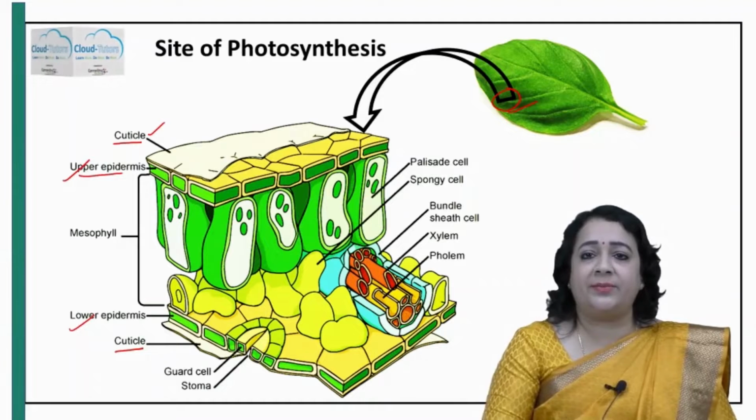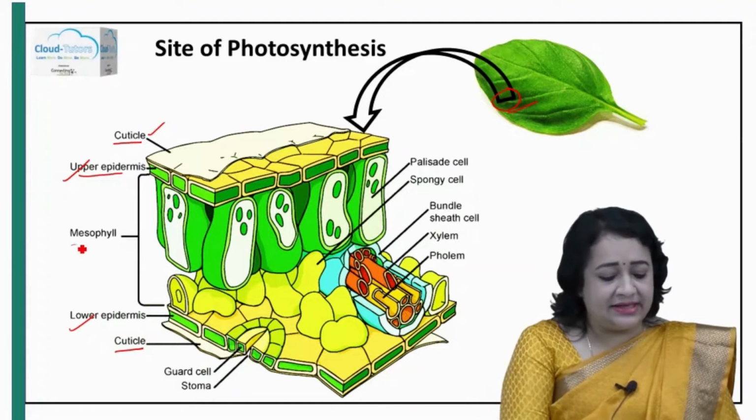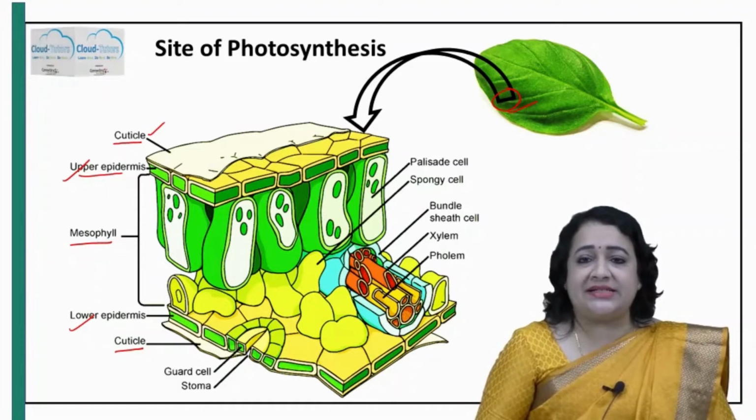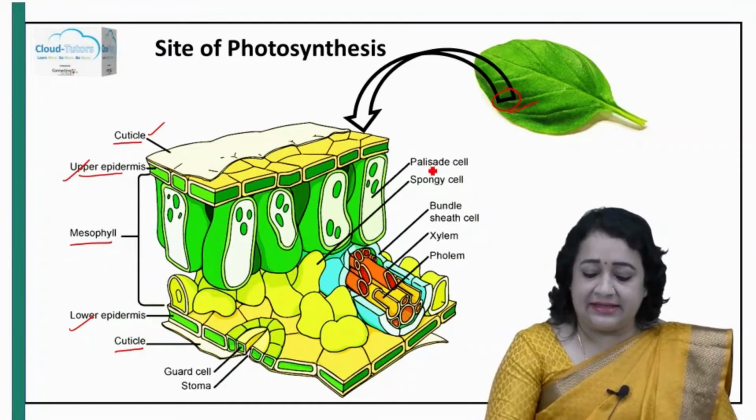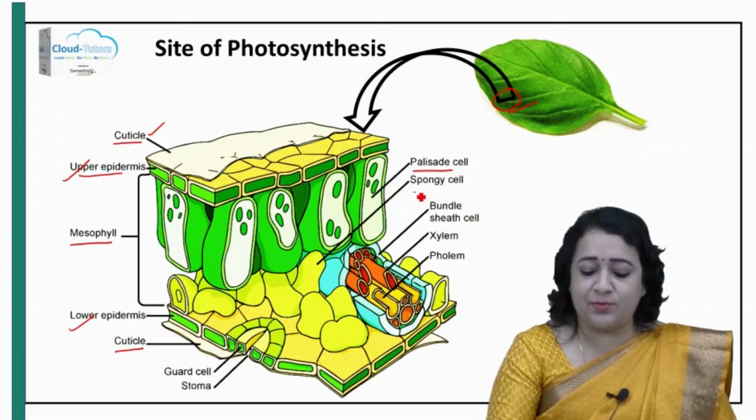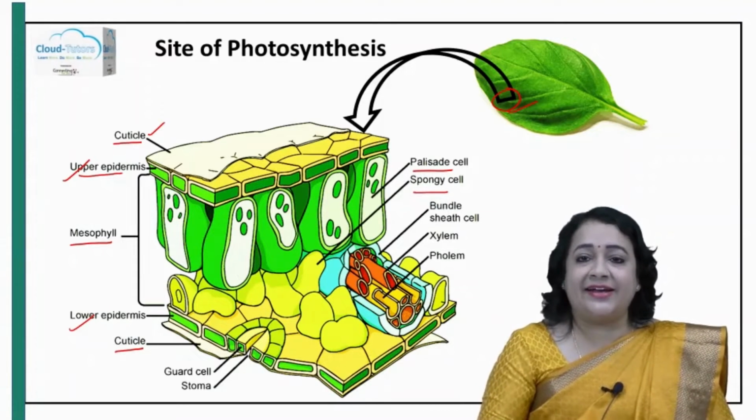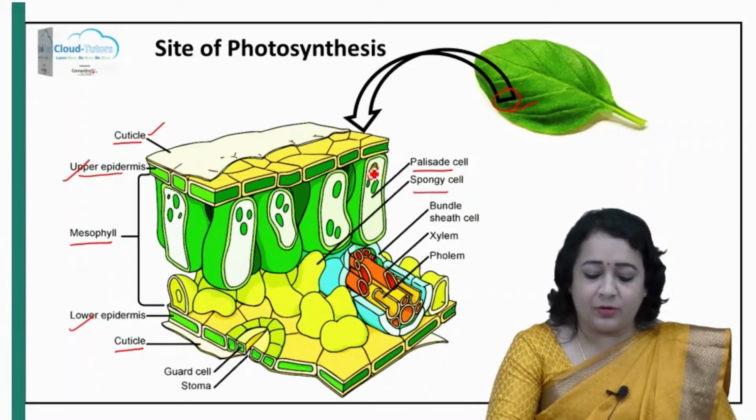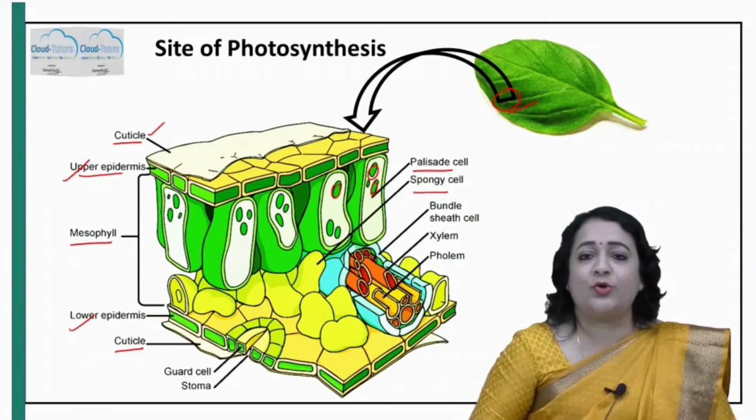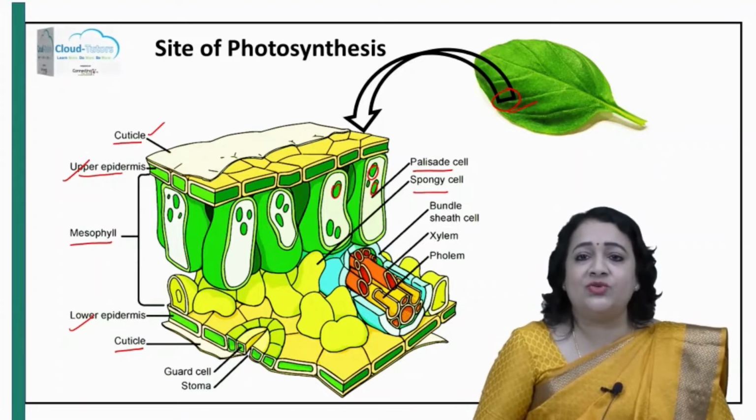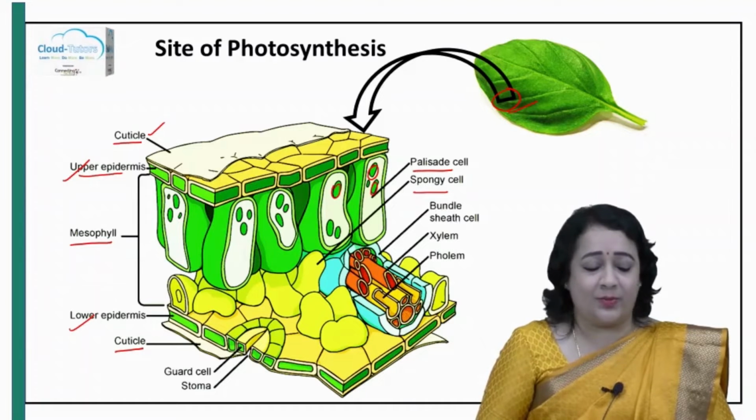In between the upper epidermis and the lower epidermis, there is a region called the mesophyll. The mesophyll region basically has two types of cells, that is palisade and spongy cells. When you look at the palisade cells, they are green in color. They contain chloroplast, and that is where the photosynthesis happens. Photosynthesis happens in a cell organelle called the chloroplast.